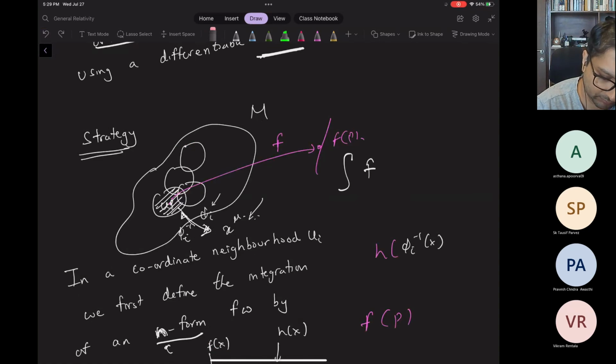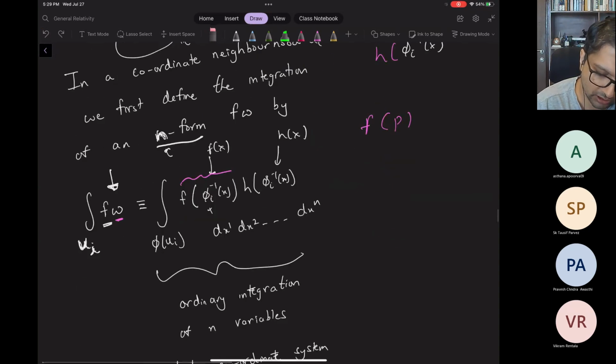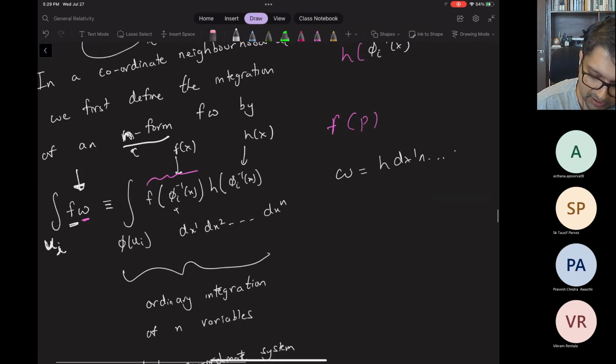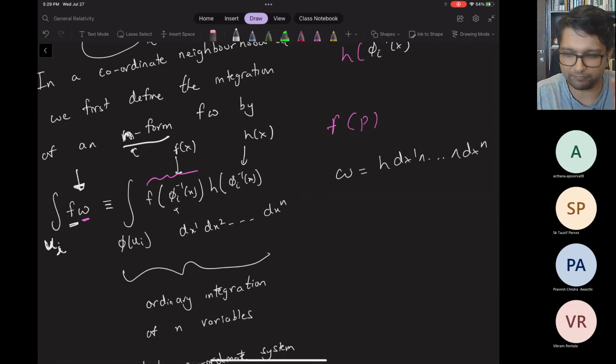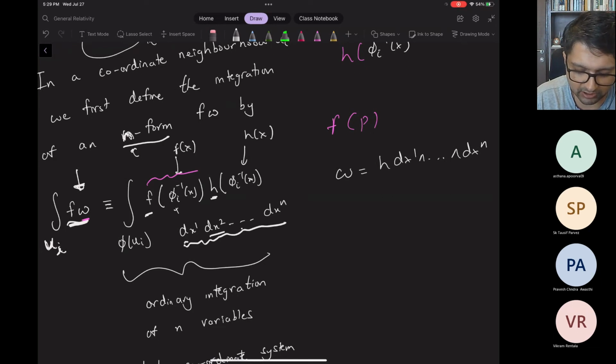Now we assume that omega can be written in the form h dx1 wedge dot dot dot wedge dxn. We define the integration in this coordinate patch using f times h, but then we just do a normal integration over coordinates dx1, dx2, dot dot dot dxn. So this will be an ordinary integration of n variables.